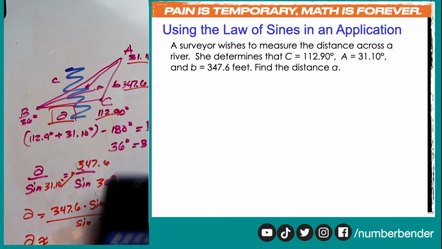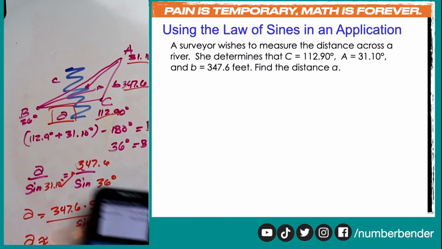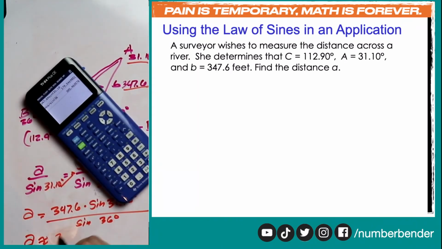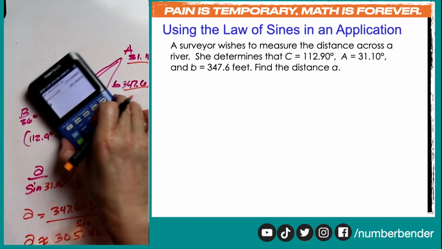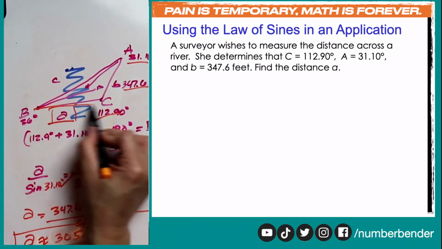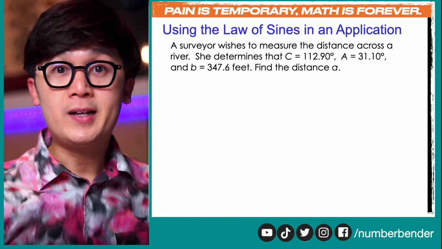So if we use our calculator, I'll have 347.6 multiplied by sine 31.10 divided by sine 36, and I'm getting 305.463. So this is what I got from my calculator, and this is the value of this side of this oblique triangle using technology and the law of sines.